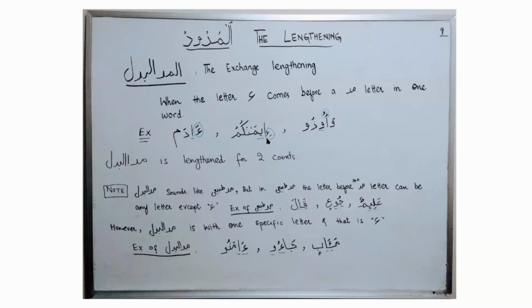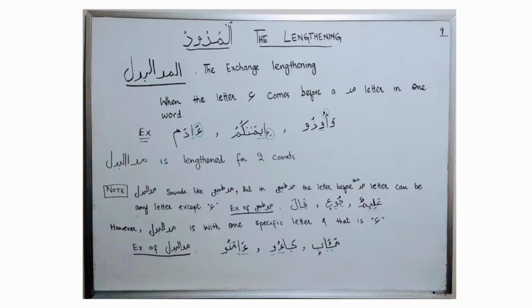In this example, Hamza with dhamma is followed by letter waw. In this example, Hamza with kasra is followed by letter ya mad. And in this example, Hamza with fatha is followed by alif mad.